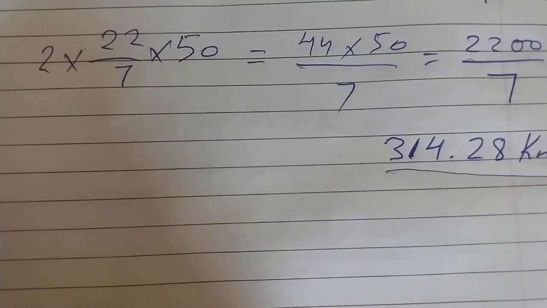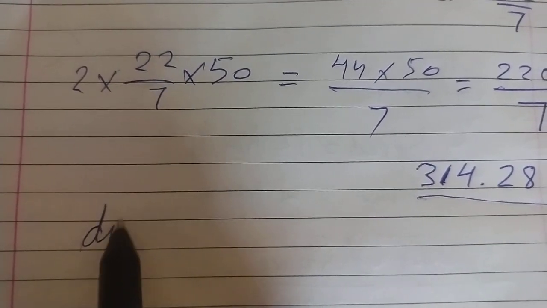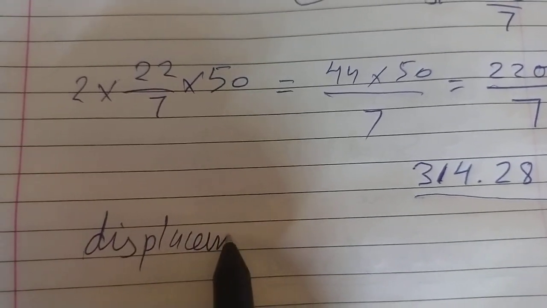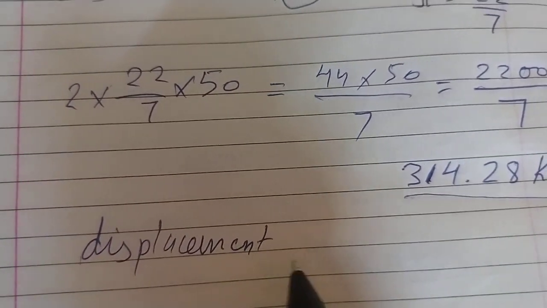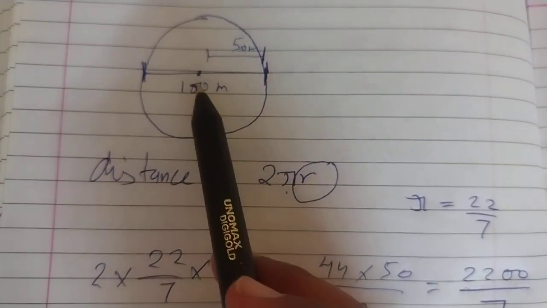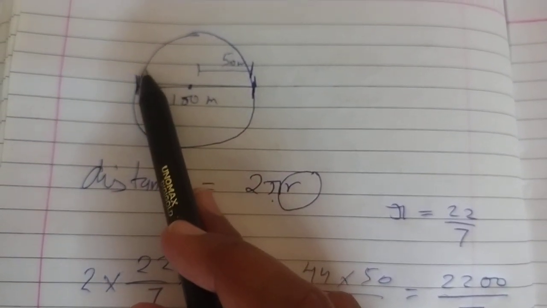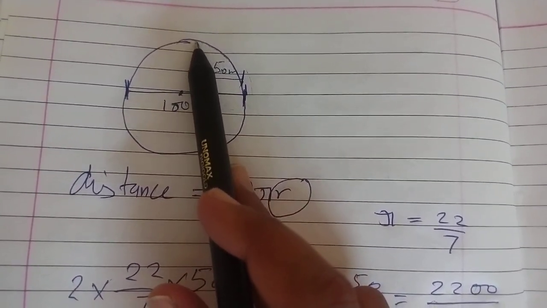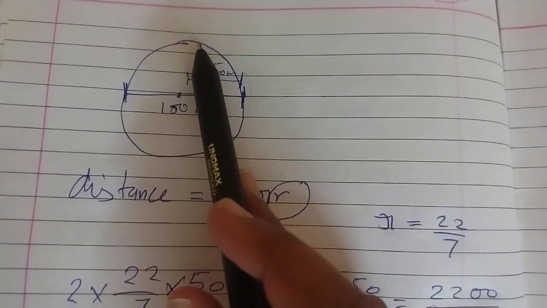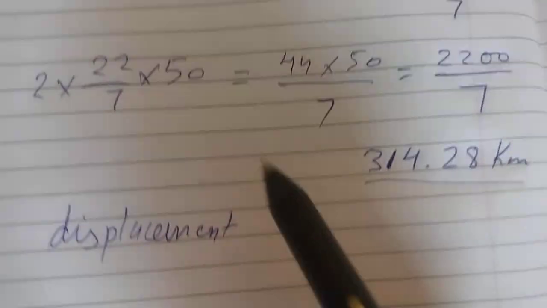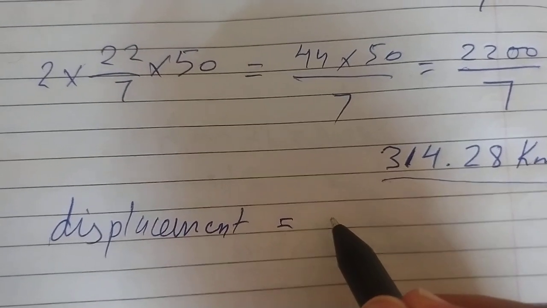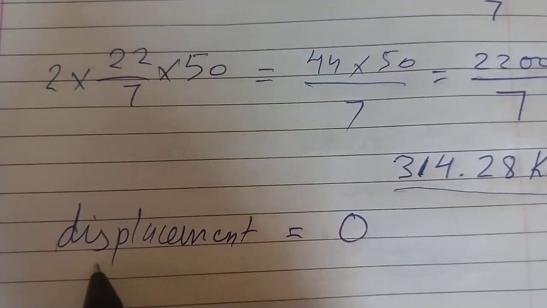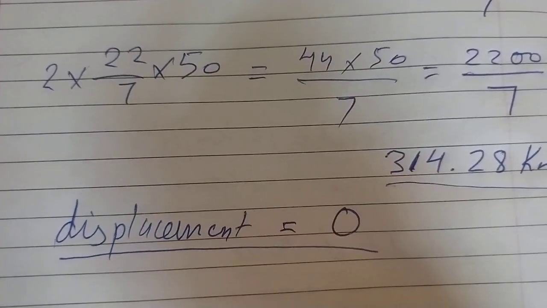Now comes the second part of the question, that says find the displacement. We know that if a body is traveling in a curved path, or you can say a circular path, and it is coming back to the same initial position from where it started, the total displacement will be 0. So here your answer will be 0. Displacement in this question will be 0.